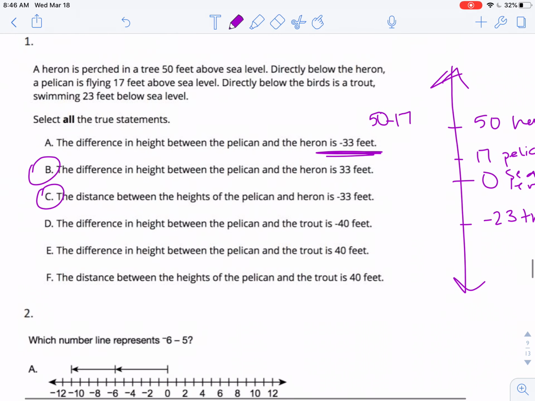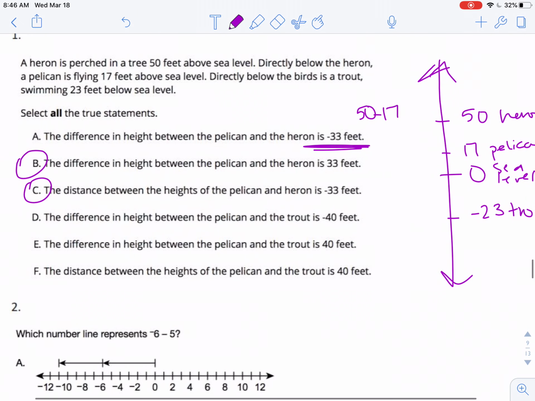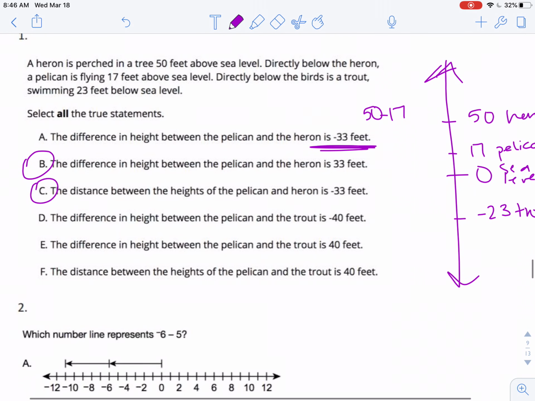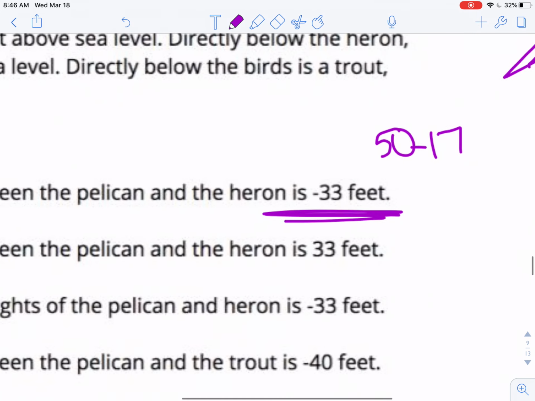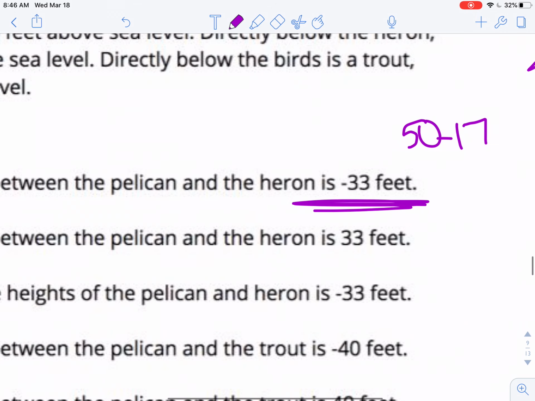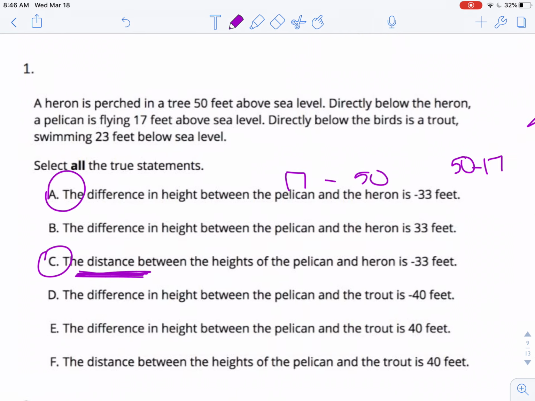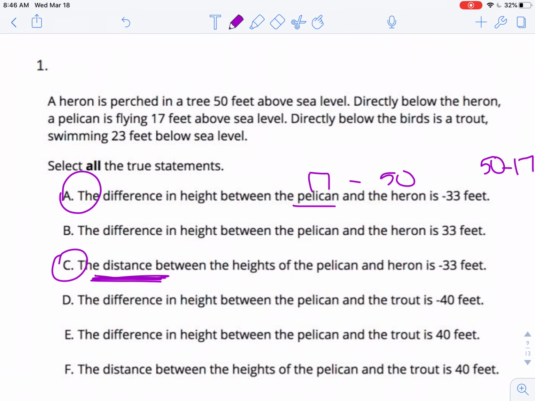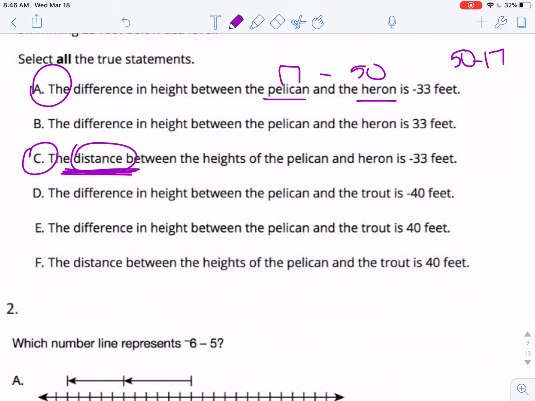The difference in the height between the pelican and the heron is negative 33 feet. Actually looking at this, if it says pelican and the heron, that's 17 minus 50. So I do apologize, that is correct. But distance cannot be negative. I would understand if you're also like, you can't have negative 33 feet, but I think in this problem it wants you to do the first value minus the second value and you get negative 33 feet. And then distance always has to be positive.